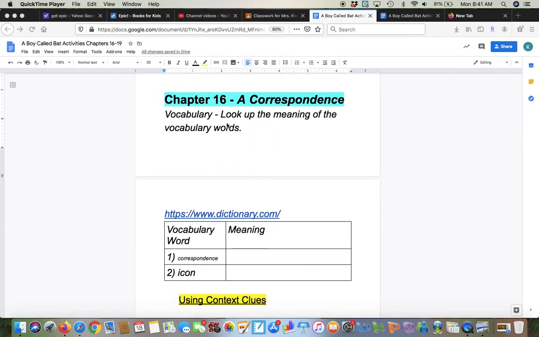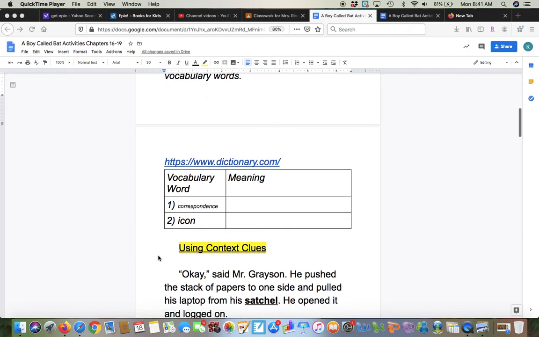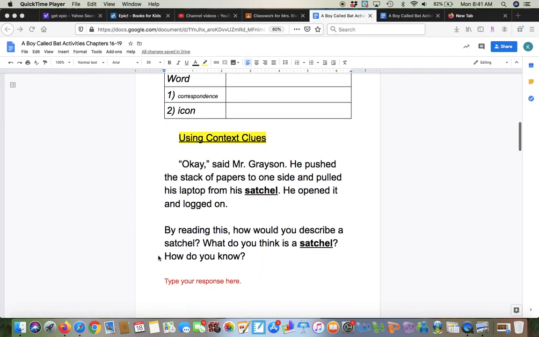So, chapter 16 is called A Correspondence. And same thing like last week, you're going to look up the two vocabulary words. There's correspondence and icon. Okay. And then for the activity for this one, you're going to use context clues to figure out the meaning of this word, satchel. Okay? So when you use a context clue, you're reading around the word and you're using the clues from all the other words to figure out what that word means.